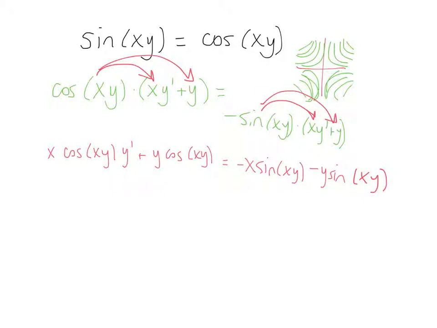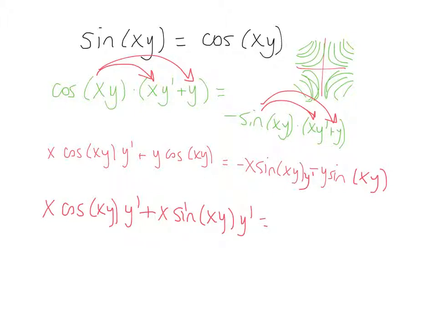Alright, so I need to get all my y primes on one side. X cosine xy y prime. Oops, I forgot a y prime somewhere. Right here. Plus x sine xy y prime equals negative y sine xy minus y cosine xy.